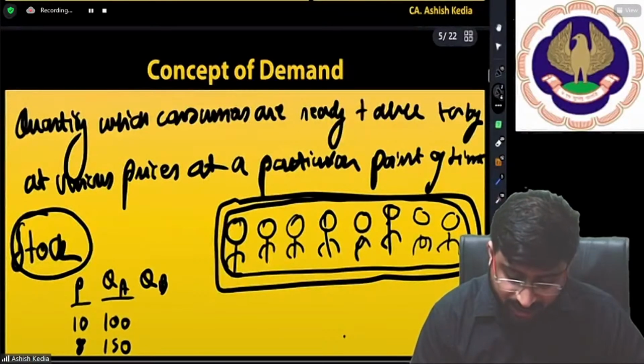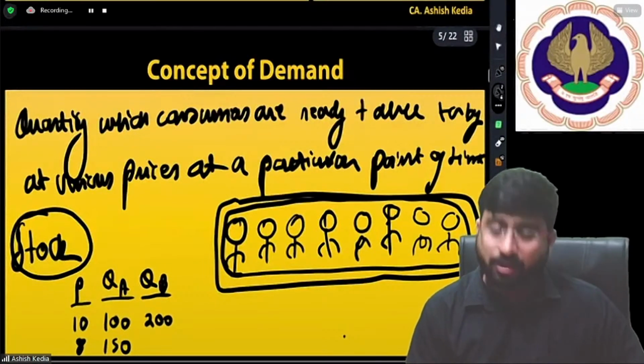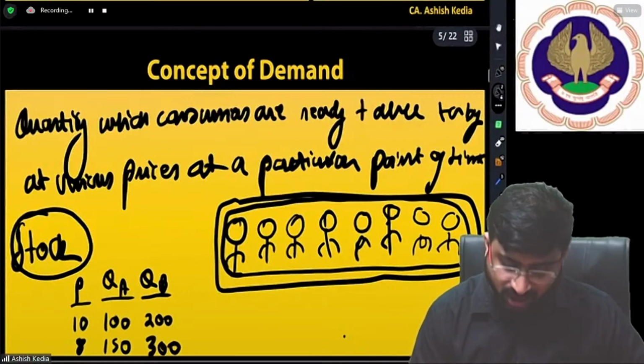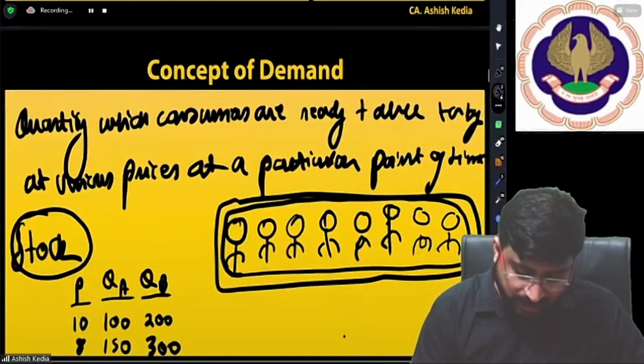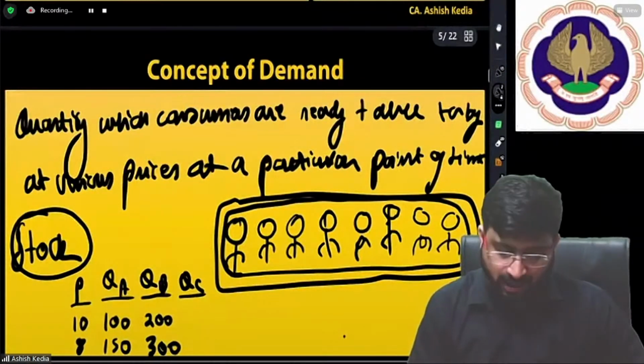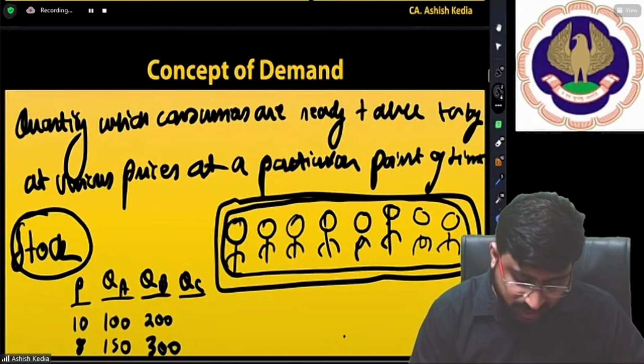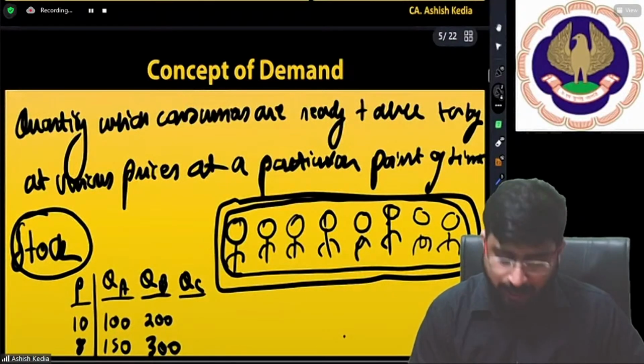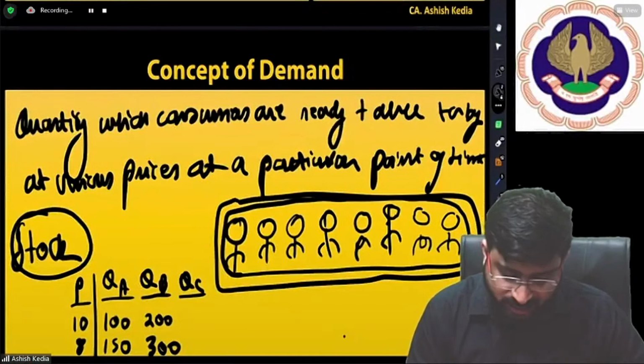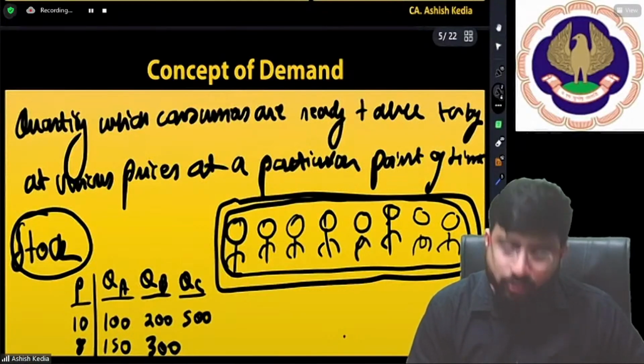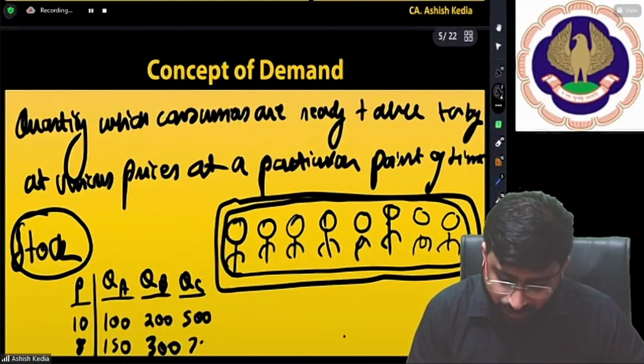Similarly, Mr. B reacts in a different way. When price is 10, Mr. B buys 200. When price goes down, Mr. B buys 300. Similarly, there is Mrs. C here. When price is 10 rupees, Mrs. C is buying, let's say, 500 units. When price goes down, she is buying 700 units.